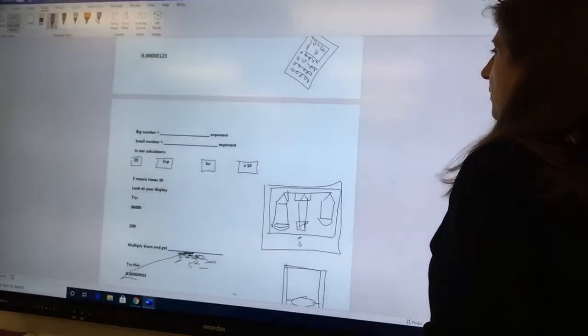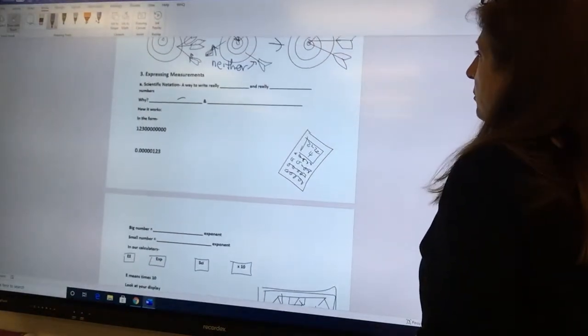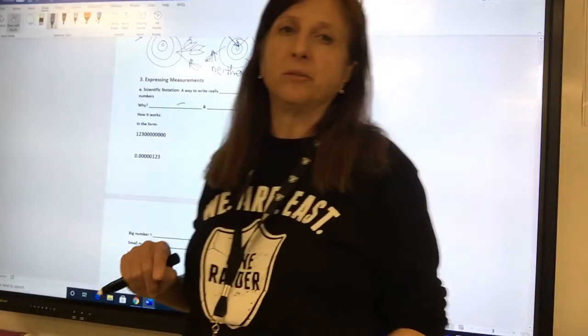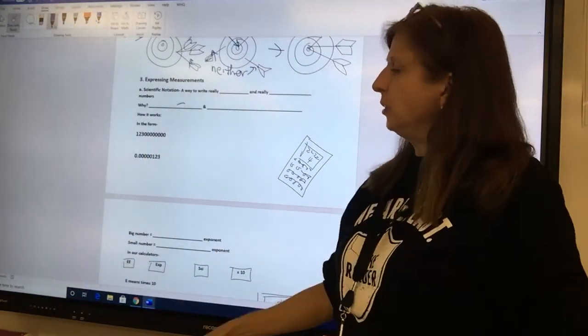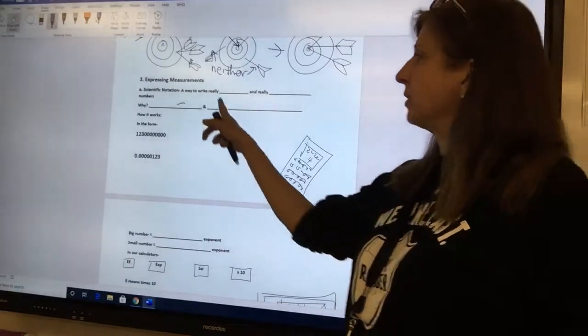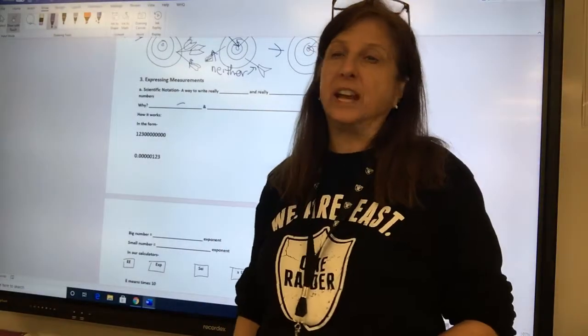Okay, the next thing is, oops, let me move that up. Is that okay? I'm not going too fast? Okay, the next thing is expressing measurements. Now, there's 2 different parts of this. The first one is we're going to use a thing called scientific notation.